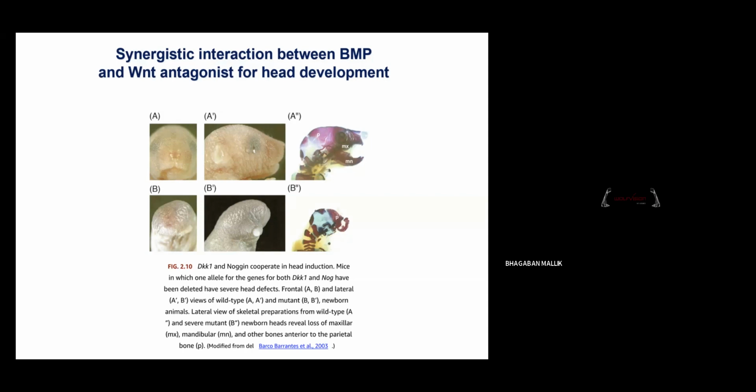Noggin is an antagonist for the BMP signaling pathway, and DKK1 is identified as an antagonist for the Wnt signaling pathway. So there is a synergistic interaction between the BMP and Wnt antagonists for the development of anterior polarity, or for the development of a head in the mouse embryo.